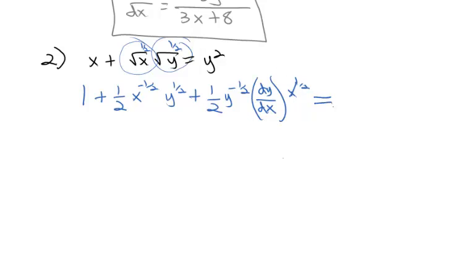Continuing on the other side of the equation then, because we have to do the same thing to both sides of the equation, the derivative of y squared is 2y, and because there's a y in that derivative, we multiply by dy/dx.